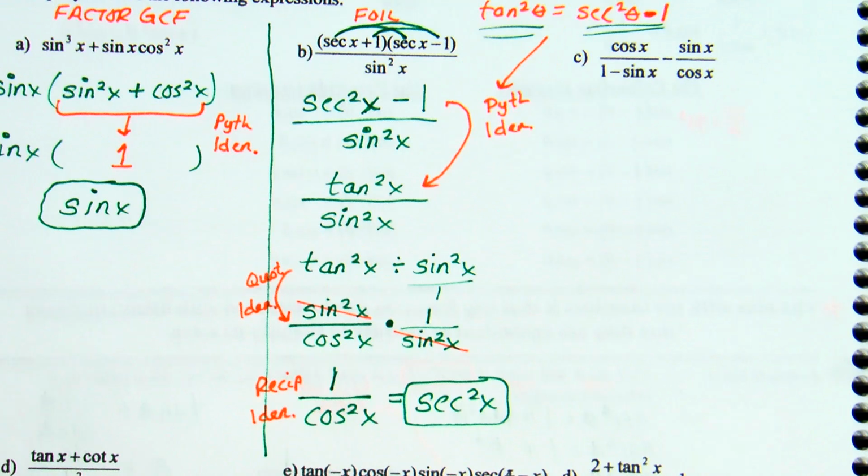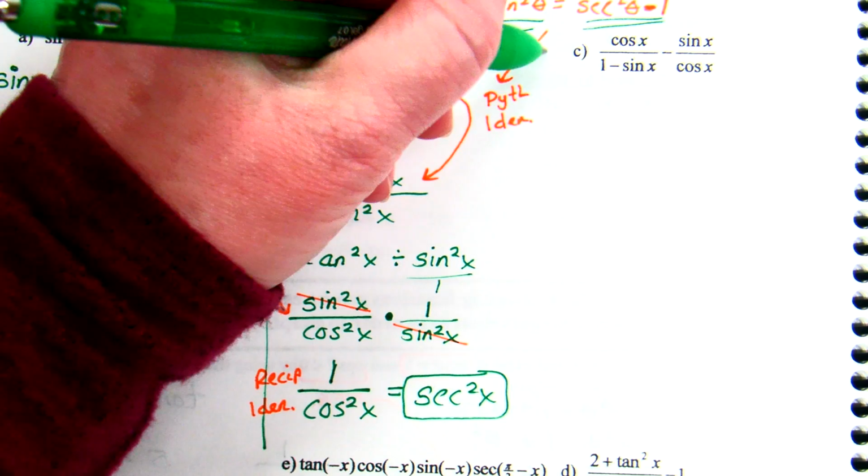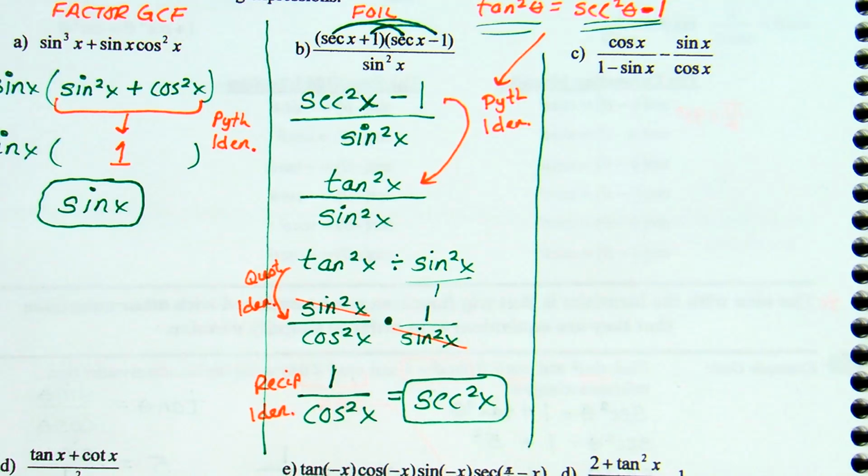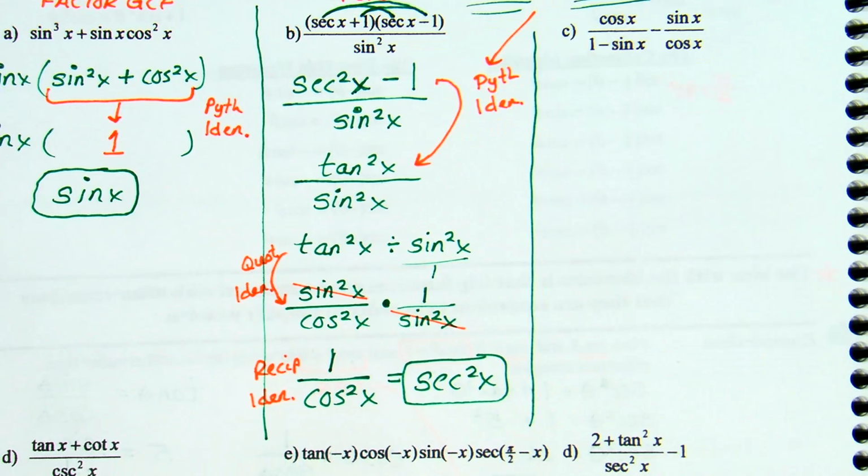Okay. Am I safe to move on to C or not? Everyone's got their questions answered. Everyone knows how we did everything. Okay. So C is cosine x over 1 minus sine x over cosine x.